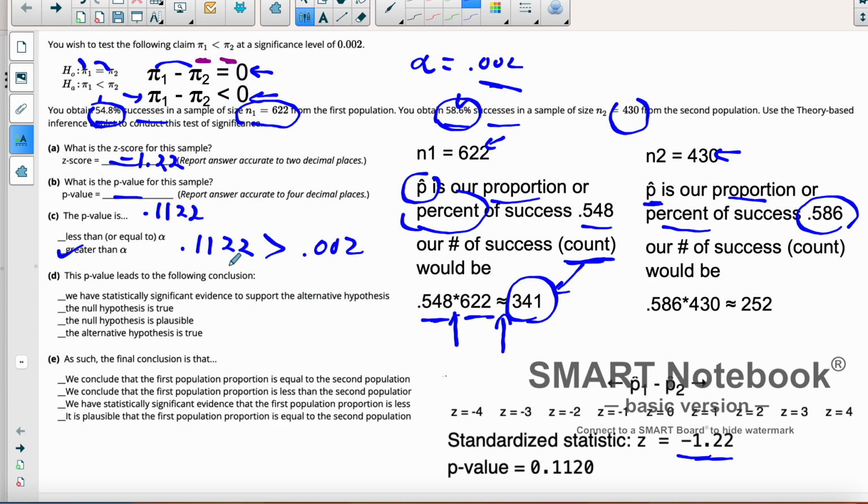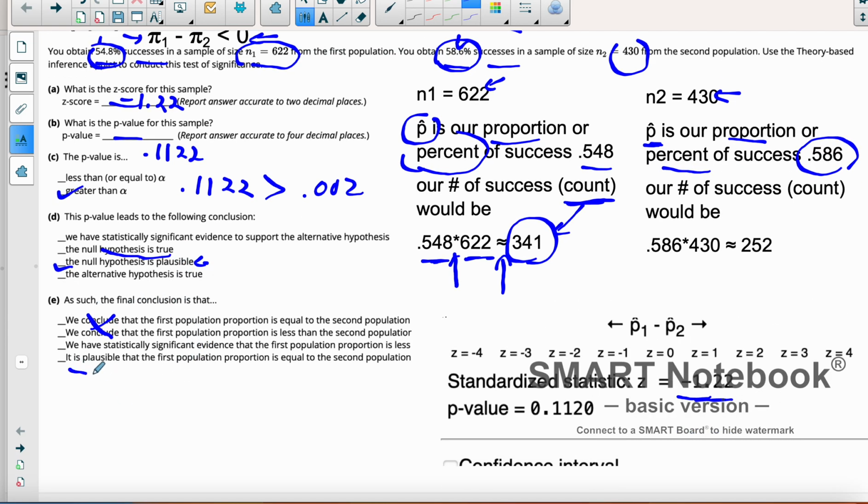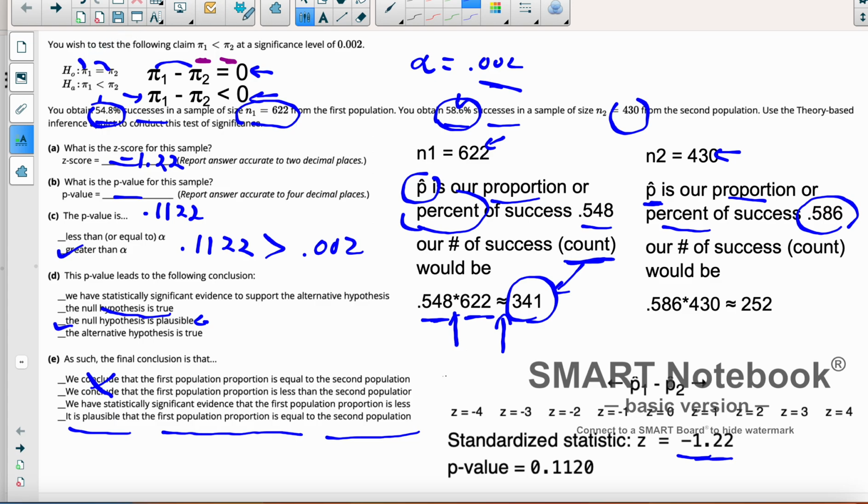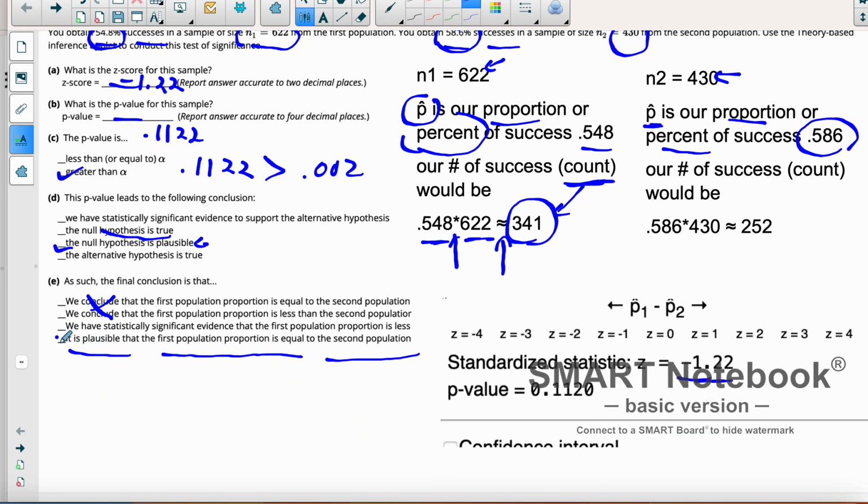Because it's greater than alpha, we can say that the null is plausible. It's not that it's true, all right? It's plausible, it's believable. And as such, my final conclusion is, we don't say "conclude," since that sort of implies we're saying it's true. It is plausible that the first population proportion, pi 1, is equal to the second, pi 2. That's it.